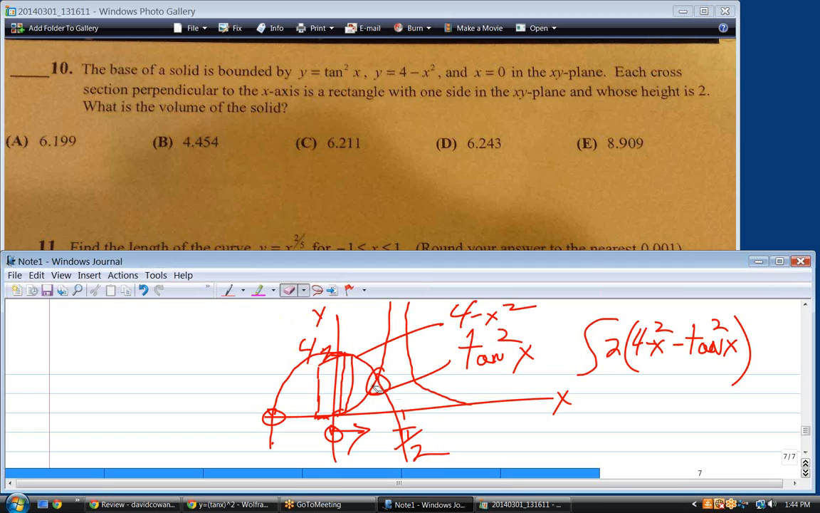Okay. So we know the function we're going to integrate, and we know it's going to be a dx. So we're going to go from 0 to this intersection point. How do we get that intersection point? I graphed it, and it's 1.041044.